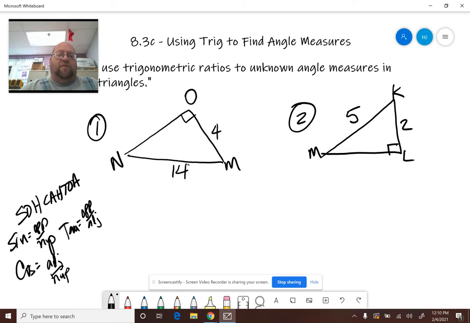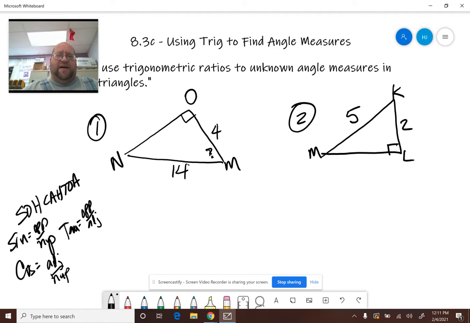On number one here, we're given this triangle NMO. In all of these examples, we're going to be finding the measure of angle M. So this question mark is what we're really looking for. If you remember from when we were finding sides, we made sure that this measure was with our trig function. But we have to figure out what trig function we can actually use, because we've got three different ones, right?